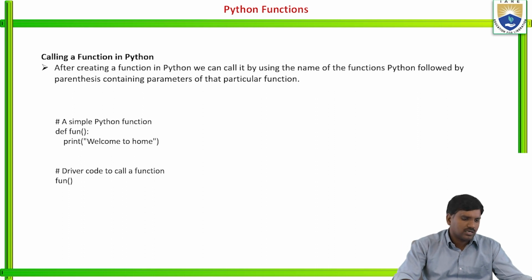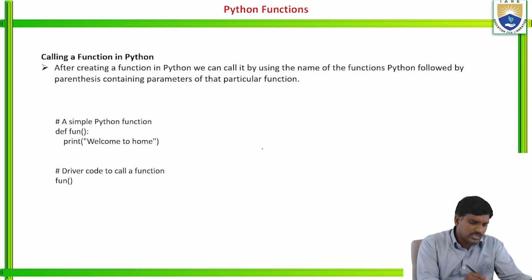Next, calling a function. How to call the function in a program? After creating a function in Python, we can call it by using the name of the function followed by parentheses containing the arguments of that particular function.